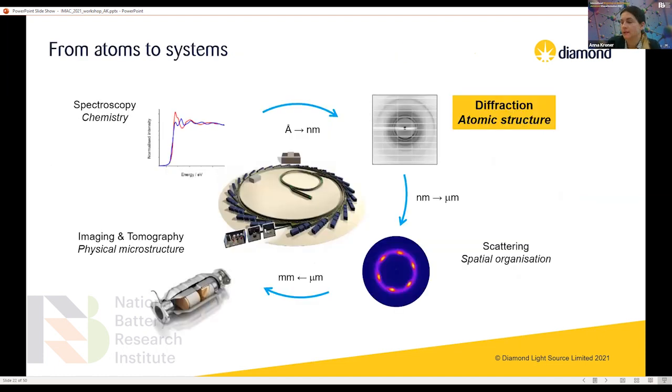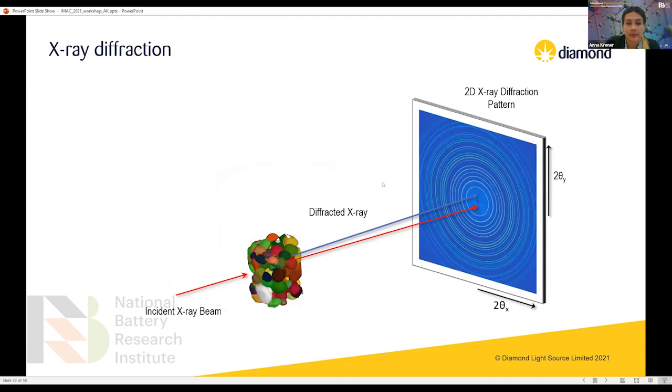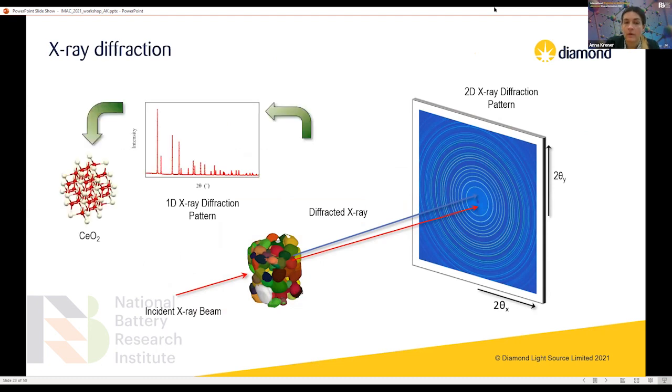Right. So the second technique I would like to talk about is X-ray diffraction. I'm sure most of you are familiar with the technique, so I'm not really going to go into the details. Just very briefly, once the sample is exposed to the X-rays, we get the diffraction pattern, and then that can be converted into a one dimensional diffraction pattern. And applying advanced structural refinement, we can then get the structure of the studied element.